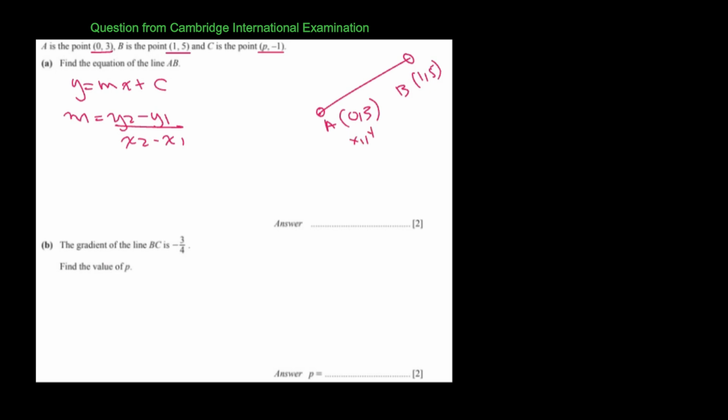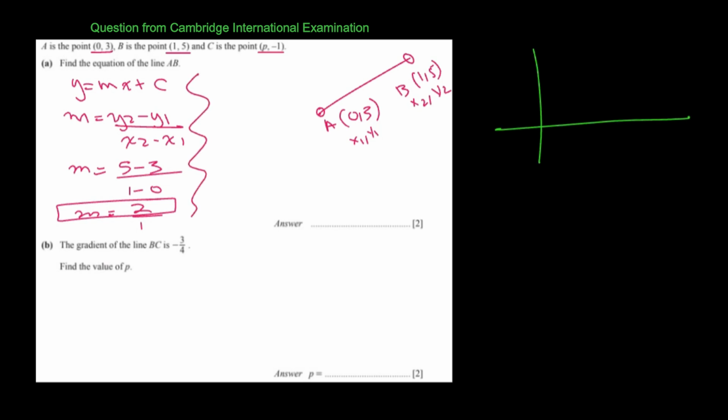Let's call this x1, y1 and x2, y2. So m equals 5 minus 3 divided by 1 minus 0. So m equals 5 minus 3 is 2 and 1 minus 0 is 1. So m equals 2 over 1, or simply 2.